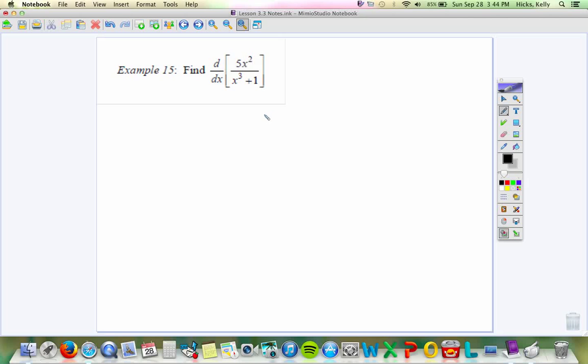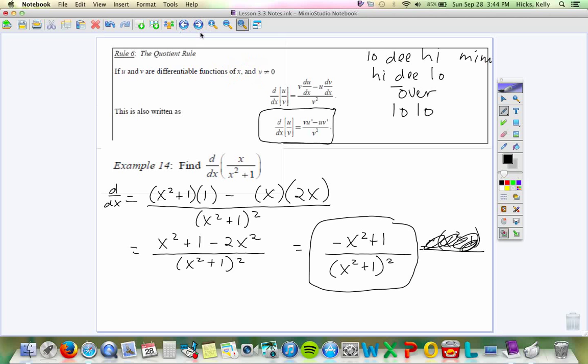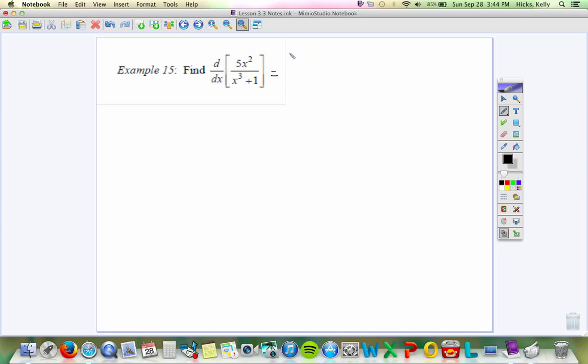All right, let's look at the next one. The derivative with respect to x of 5x squared over x cubed plus 1. Well, what is that going to be? Go back to the rule. The rule is low d high minus high d low over low squared. So low times d high, the derivative of the top, which is 10x, minus high d low, over low low.